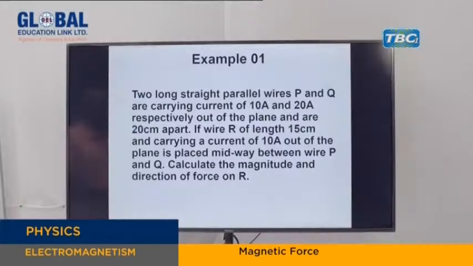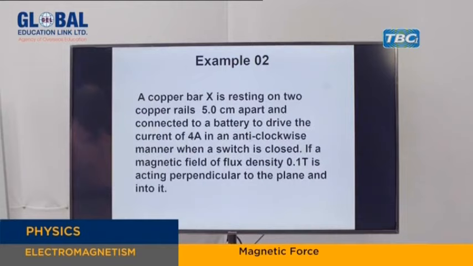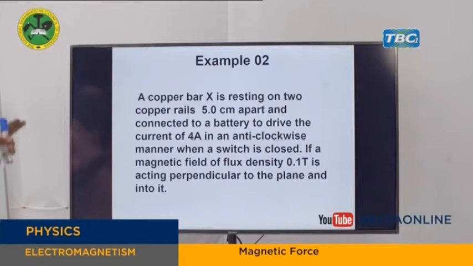Let's see example number 2. Our second example is talking about a copper bar. It's copper, it can be aluminum. These are of a certain length. The length of that wire is given. And that wire X is resting on 2 copper nails. The copper nails are 5 centimeters apart. In other words, that's the length of the bar X. In other words, the length of the bar X is known.